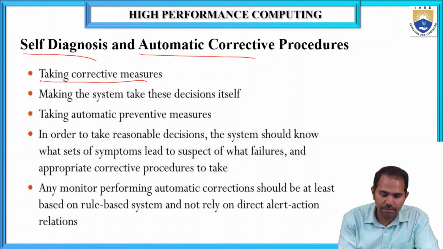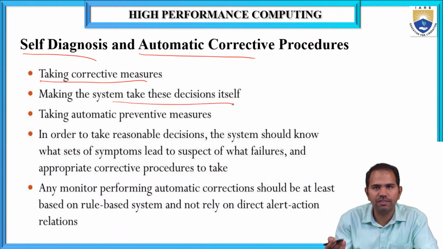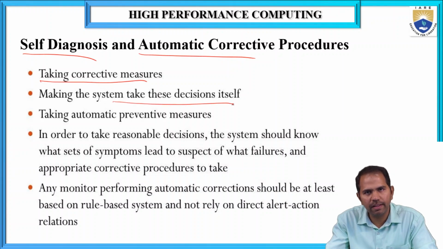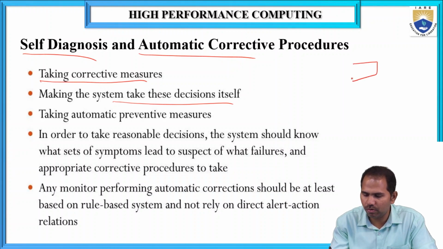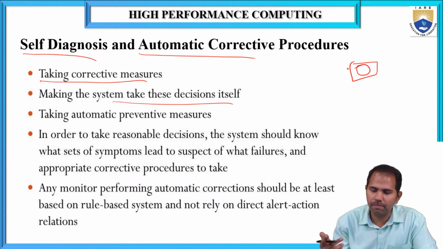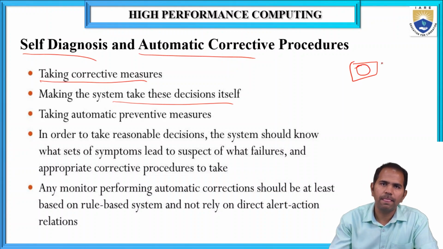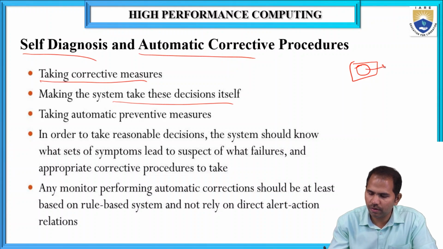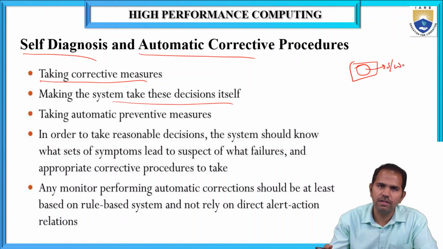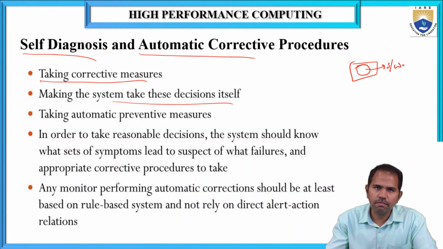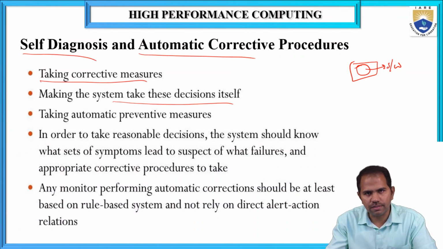And the second thing is making the system take decisions itself. The system has to take the decision itself. So we have to develop, in a node for example, one piece of software inside it for monitoring purposes. We have to write internal software that checks itself, takes corrective measures and makes decisions. If some problem arises, it has to take a decision itself, rule based.